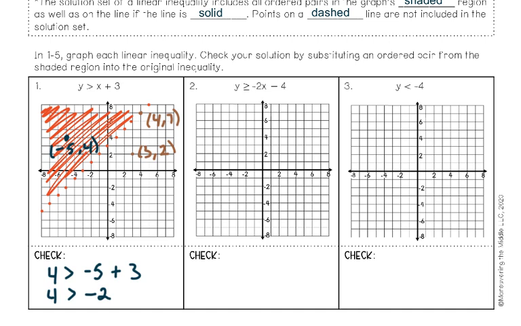7 is greater than 7 is not a true statement. 7 is greater than or equal to 7, so this would not be part of the solution set. Same for this one. 2 is not greater than 6. So that's how you can check your answers. Pick a point that's in the shaded area and test it, and if it works, then that is part of the solution set and you shaded the right way.